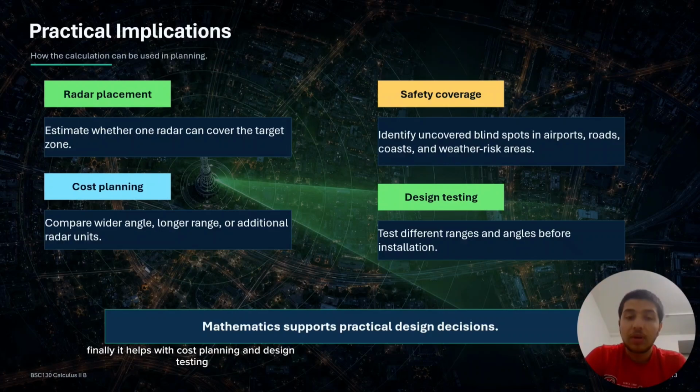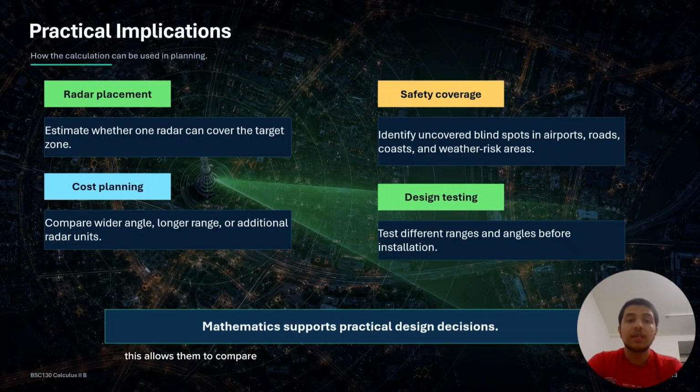Finally, it helps with cost planning and design testing. So instead of buying and installing expensive radar equipment, engineers are able to test different ranges and angles on paper before they buy the radar. This allows them to compare whether it is better to get a wider angle or a longer range, or just to get a completely new unit.